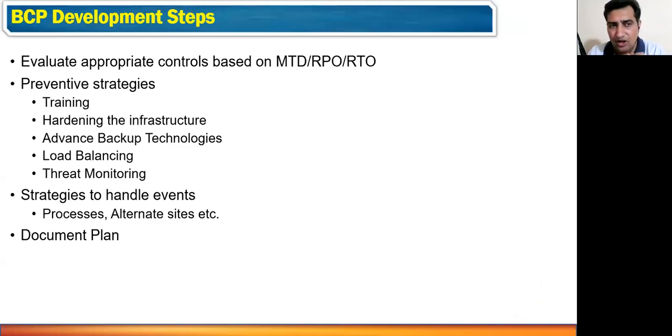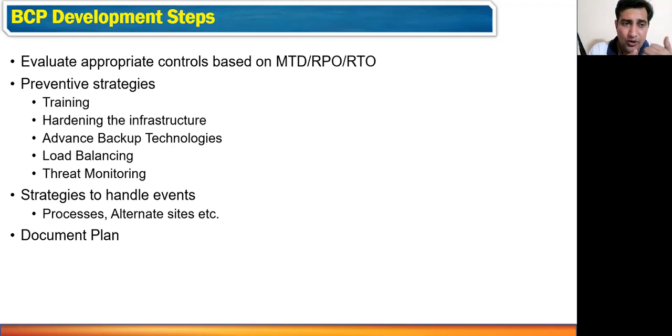Okay. Now, what are the BCP development steps? It's just an overview of these things, and some further steps as well. So we evaluate appropriate controls based on MTD, RPO, and RTO, which we just have seen. Then what next? Next is preventive strategies. What kind of preventive controls can you implement so that such a thing does not happen in the first place?